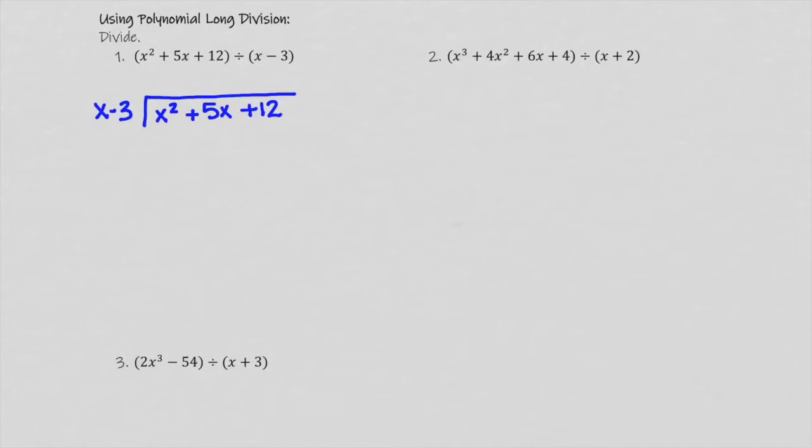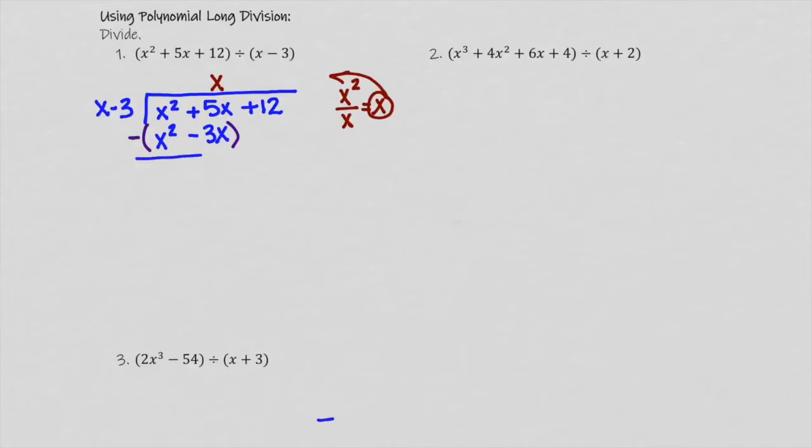But I need to find my first term on the top. So I'm going to take x squared and divide it by x. And I get x. So I'm going to put that right above 5x. Then I take that x and multiply it times my x minus 3, and I write that underneath. So I have x squared minus 3x. We always line up the same powers, okay? Now I need to subtract that from the x squared plus 5x above it. So my x squareds cancel out to 0. That was the goal. Then I have 5x minus a negative 3x makes 8x.